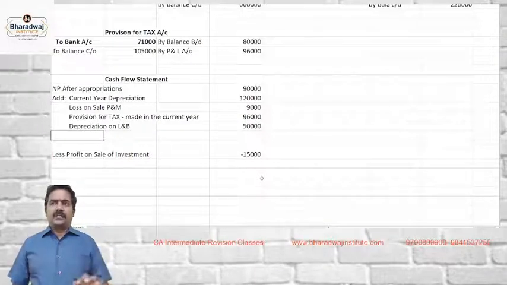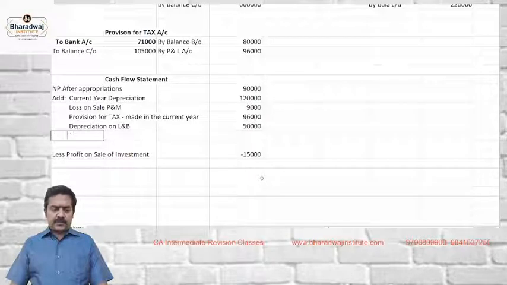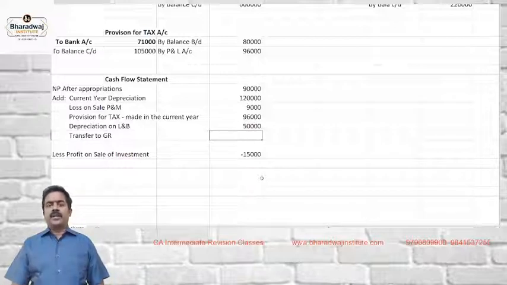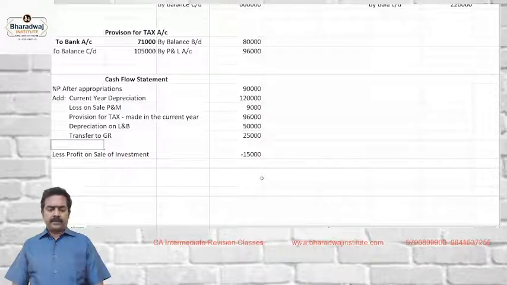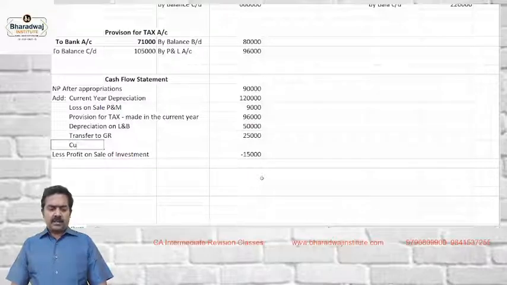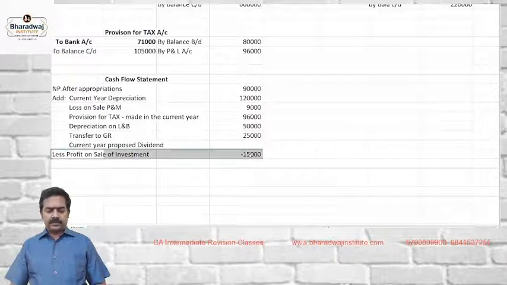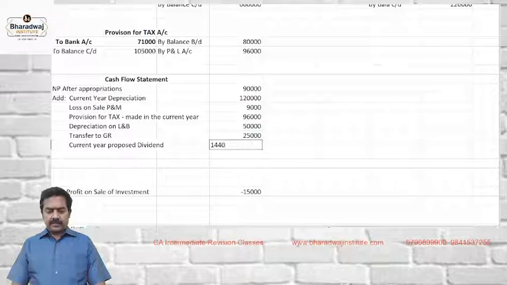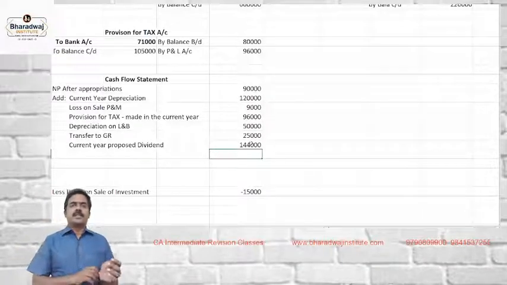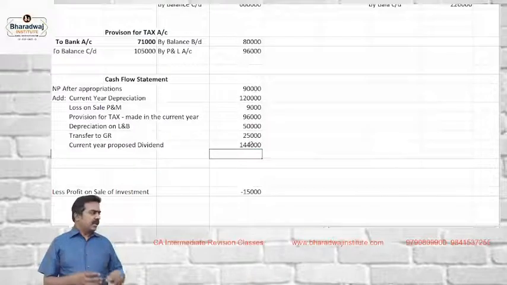Then go to the items not having adjustment. Transfer to general reserve. Difference between opening and closing balance. How much is transferred? How much? 25,000. Then current year proposed dividend. What is the current year proposed dividend given in the problem? 1 lakh? 40? No adjustment is given. Closing balance is taken as what? Appropriation. Current year proposed dividend.